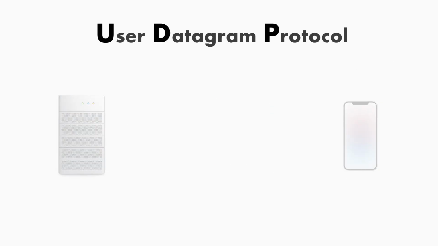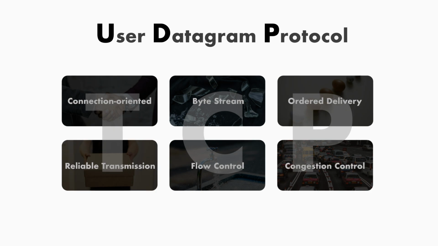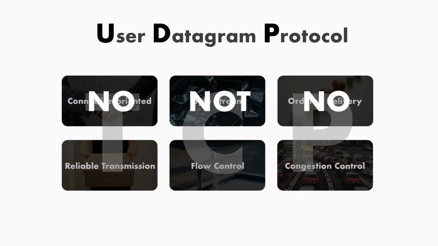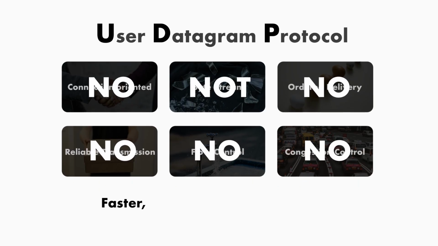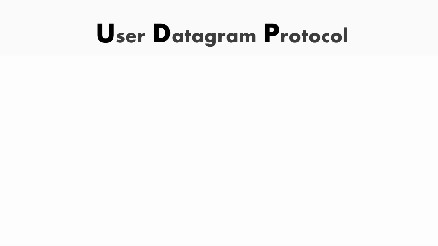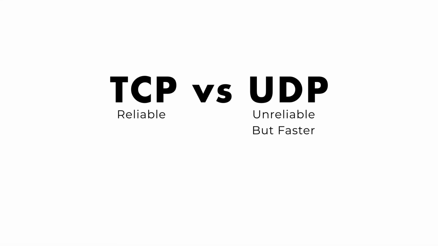It doesn't have any of those 6 features we just talked about in TCP. No connection setup before sending data, not a continuous byte stream, no guarantee of order, no retransmission when packets are lost or damaged, no flow control, and no congestion control. But it's faster, lightweight, and has much lower latency. So that's TCP versus UDP.